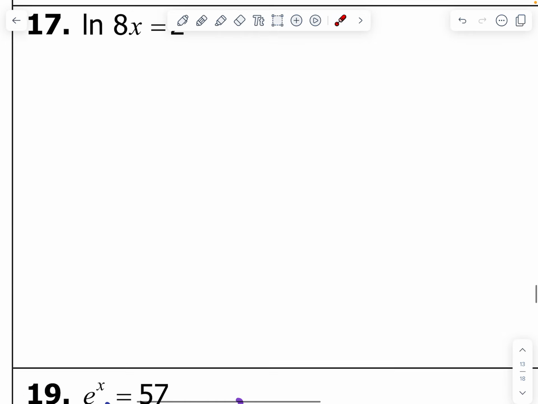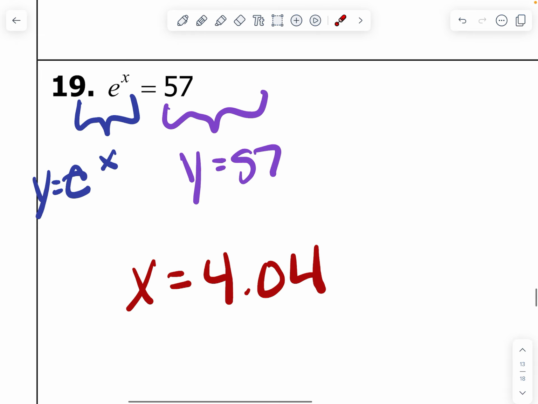So then skipping down, we'll go to number 19. You're doing the same thing when you have the exponential version instead of the natural log. So type both of them into separate lines, and you should get 4.04. Giving you a second so that you can try it out.